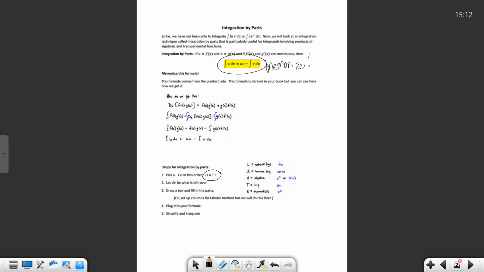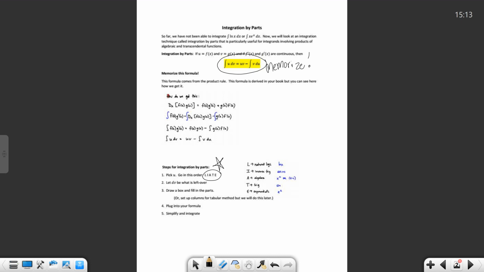Step 2, let dv be what's left over. Step 3, draw a box and fill in the parts, or we're going to do the tabular method. We'll do that when it comes to example D. Step 4, plug into your formula, simplify and integrate. Again, I want you to memorize L-I-A-T-E. That's the order that we pick u in.